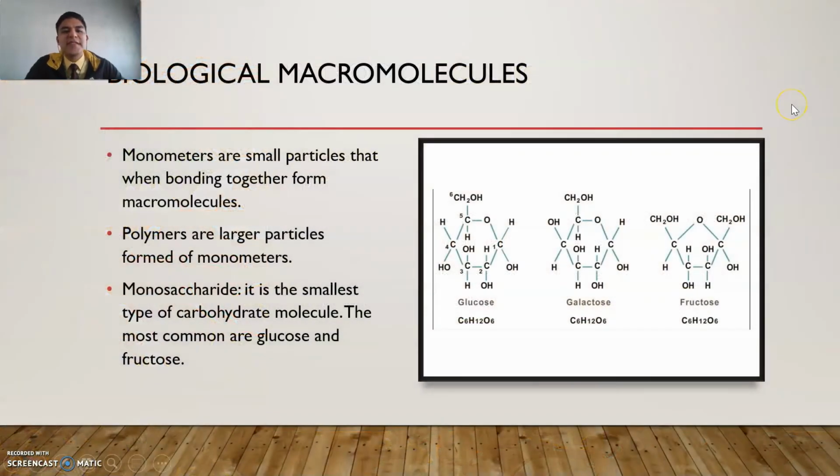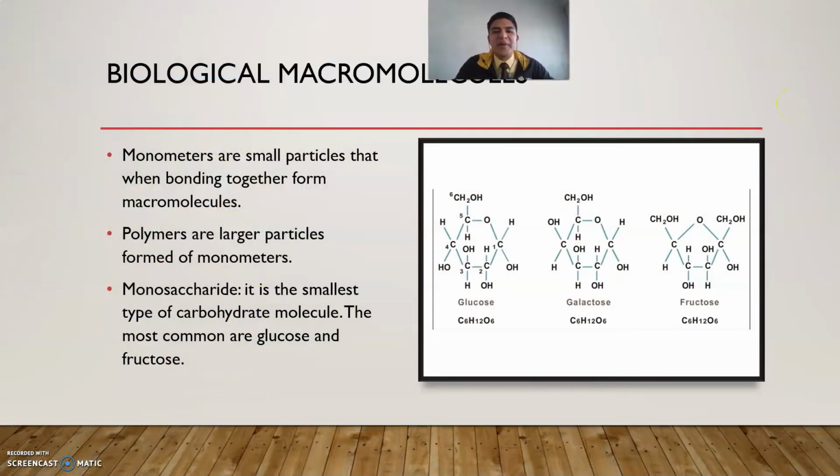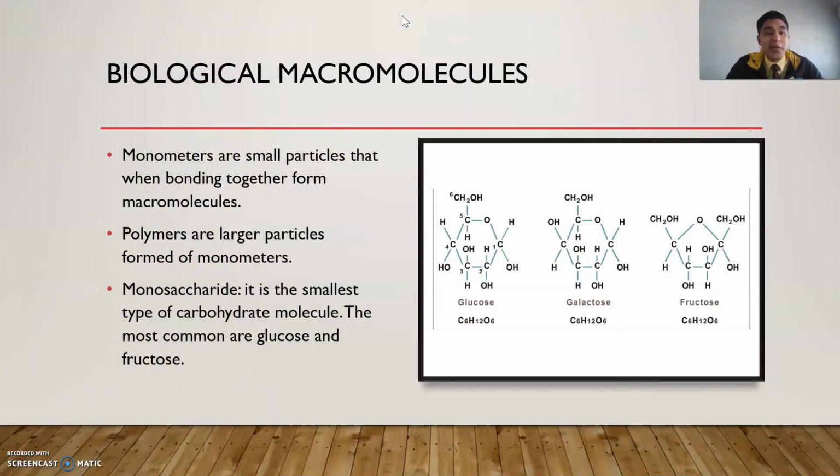All right, let's continue. Here's what I was telling you about. We're going to start with some biological macromolecules. We have things called monomers, which are small particles that when bonding together form macromolecules. So macromolecules are basically a group of monomers. Also, we have polymers, which are larger particles formed of monomers, somewhat similar to macromolecules. Okay, so we're going to start with monosaccharides.